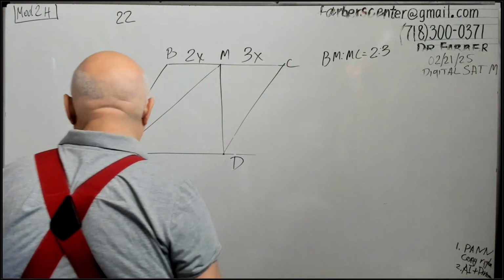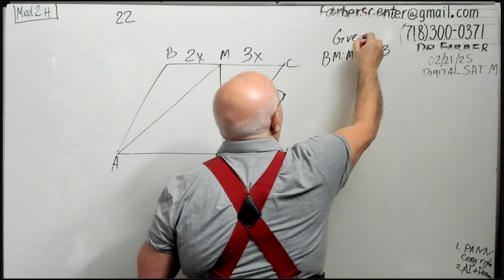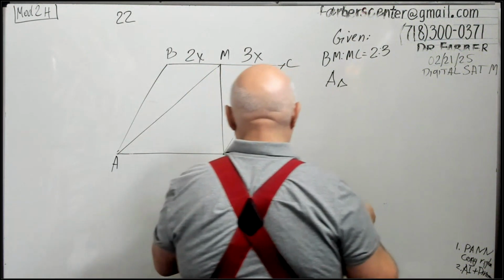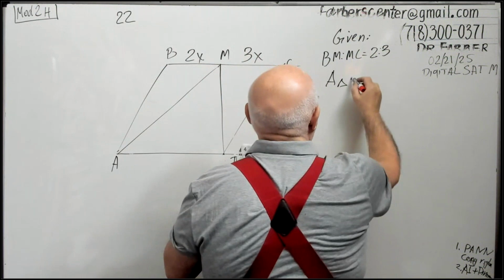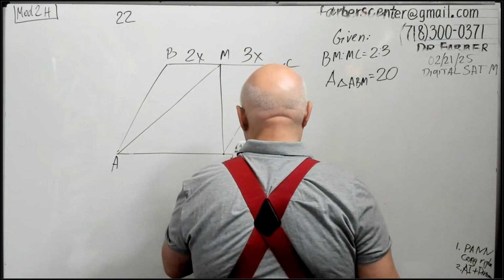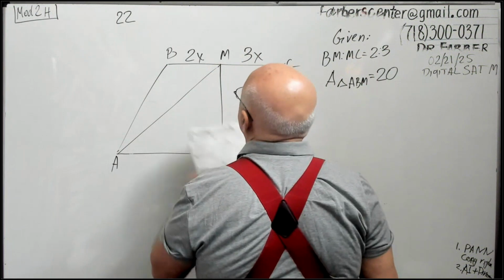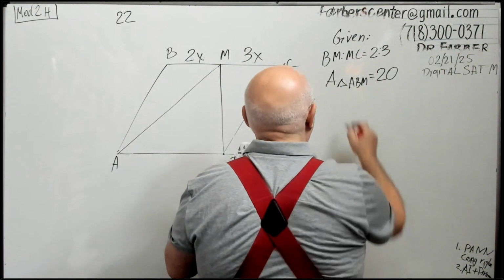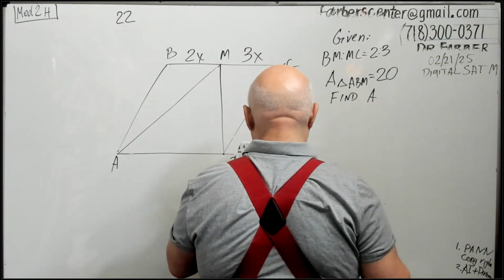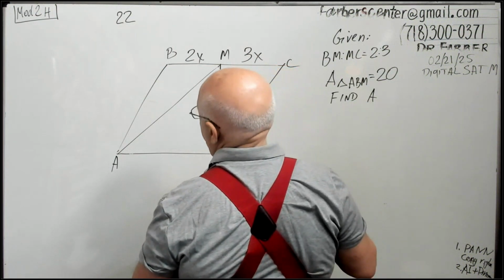What else? Area of triangle. This is given. Area of triangle ABM equals 20. Not like this, ABM, this one, 20. Find the area of AMD. I will not shade it. AMD.